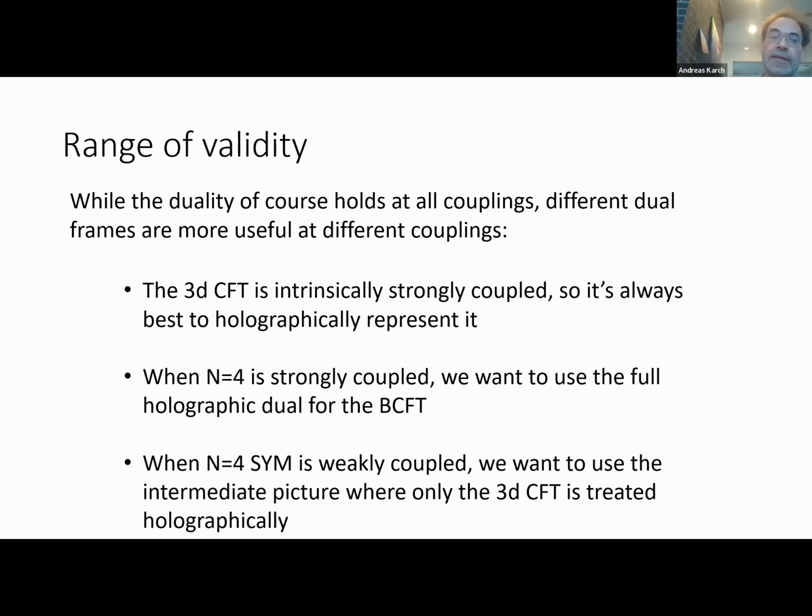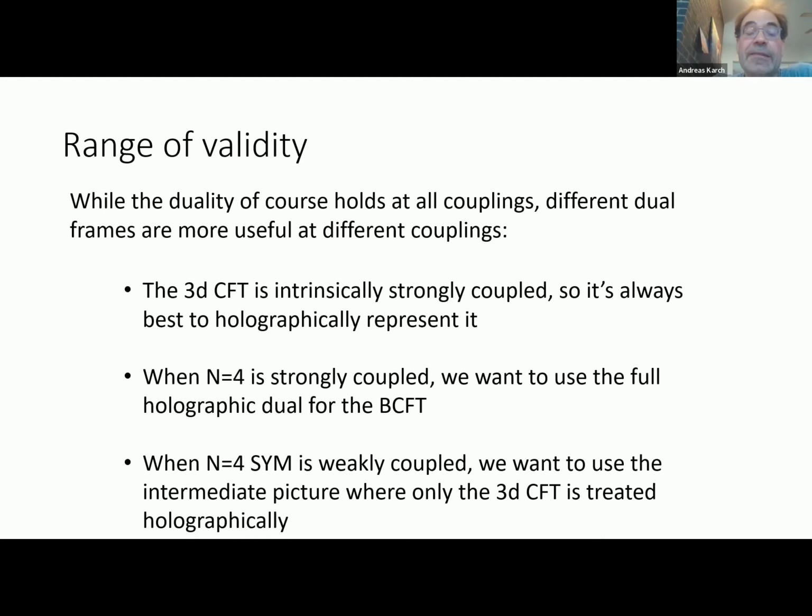This way of thinking about intermediate holography automatically comes with several advantages, right? And that's something about when you should use which tool. The 3D CFT is intrinsically strongly coupled. The fact that you had to squish all these branes on top of each other is trying to capture the idea that in 3D the gauge coupling flows to strong coupling in the infrared. And basically I'm working at infinite coupling from the 3D point of view. These are intrinsically strongly coupled 3D CFTs. So it's always a good idea to holographically describe the 3D CFT, if you do anyway.